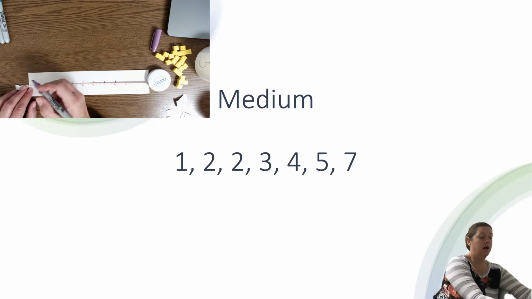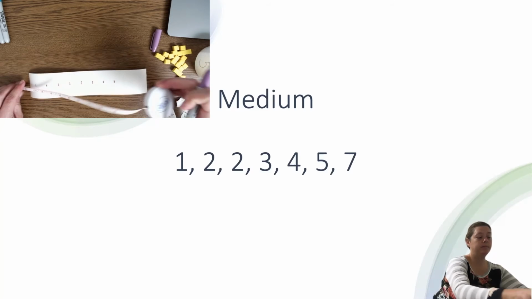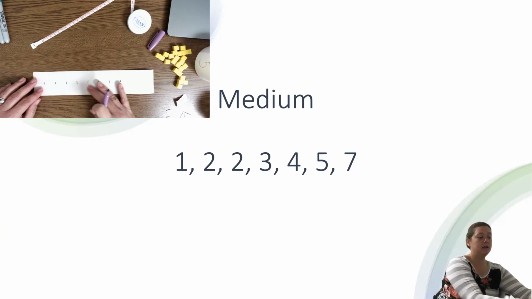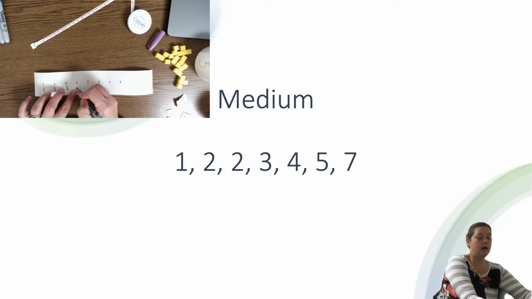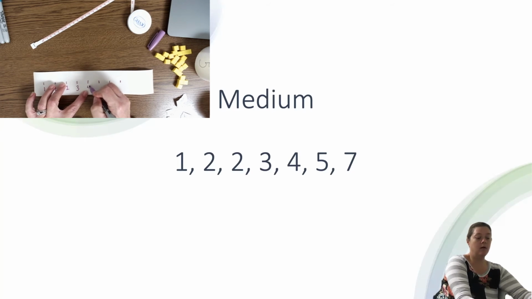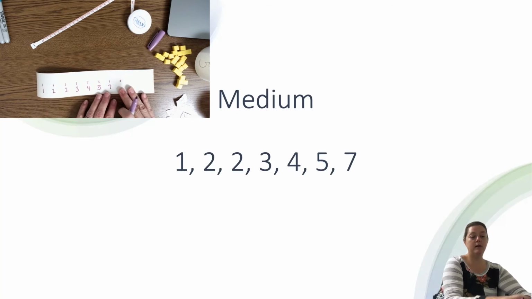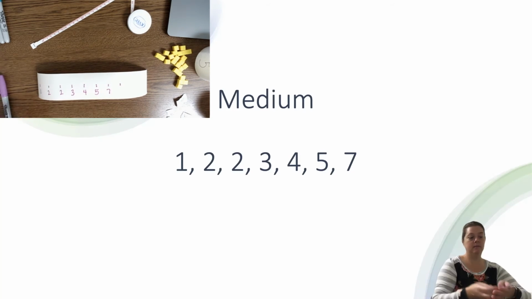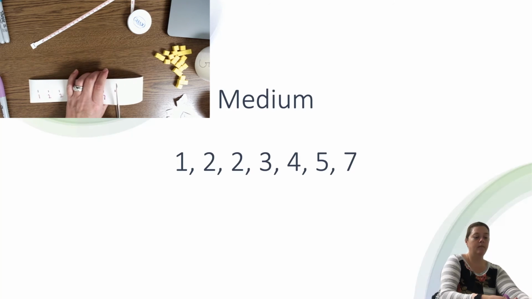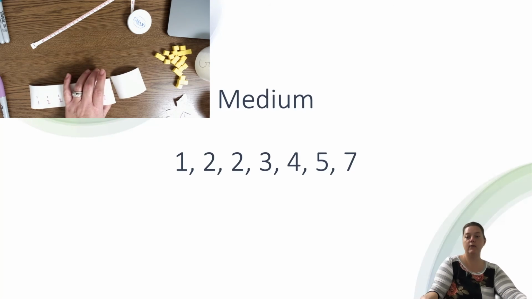So I'm going to remove my ruler now. I'm going to actually write my numbers down that I'm using. So I'm using 1, 2, 2, 3, 4, 5, and 7. And then as you see, I've got this spot. So what I'm going to do now is I'm going to actually cut that. Now this works wonderful if these are odd numbers.